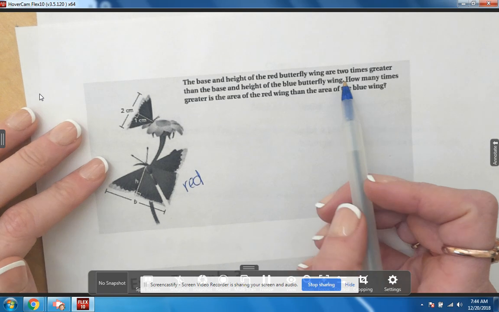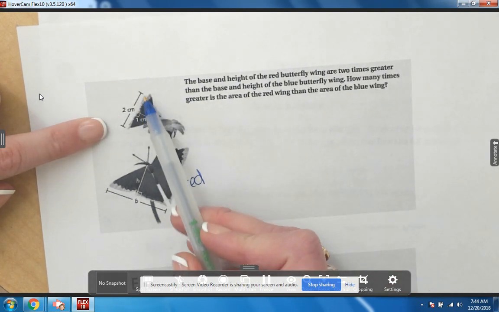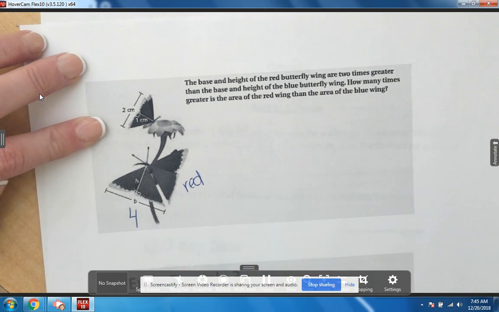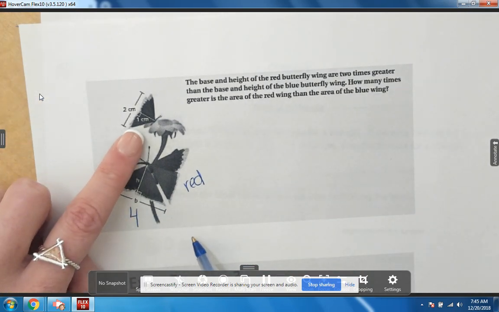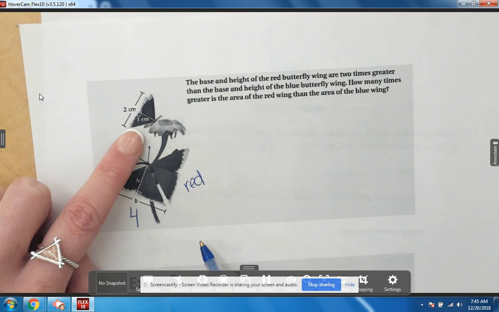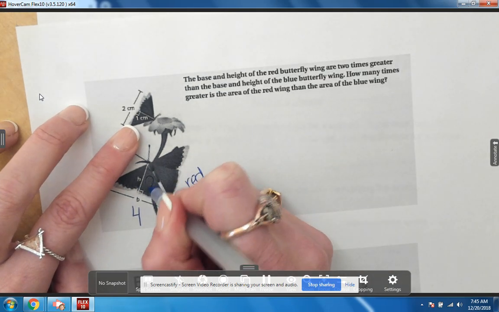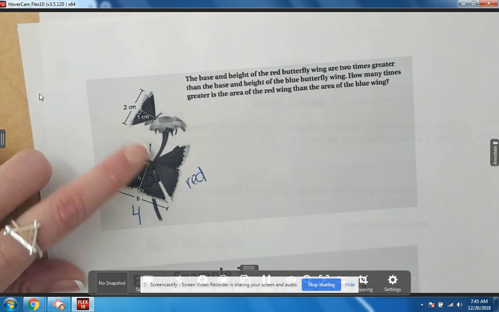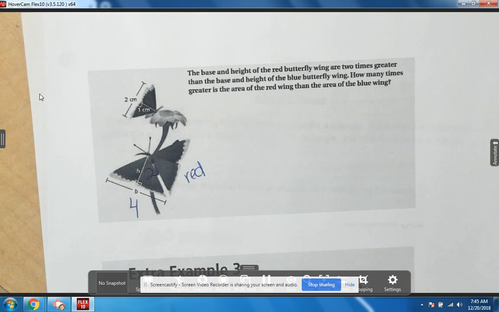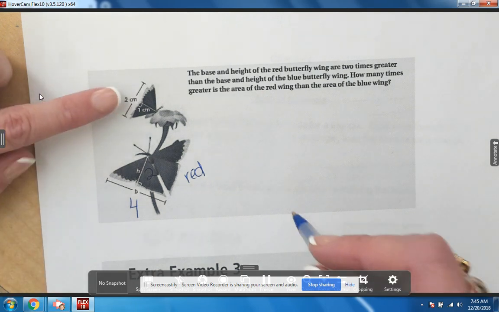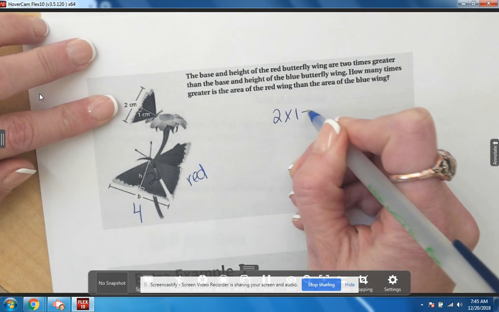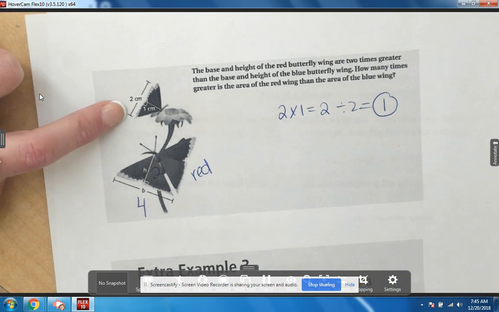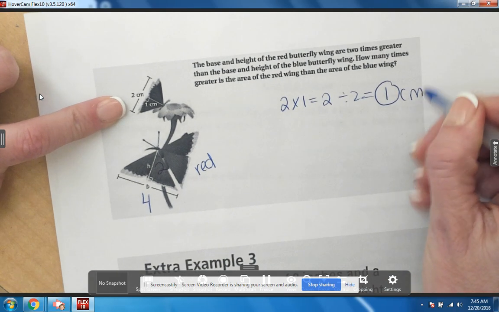So, the base and height are 2 times greater. So, all I'm going to do is take the base, which is 2. If it's 2 times greater, 2 times 2 is 4. So my new base is 4. It's saying that the height is also 2 times greater. So 1 times 2 is 2. So I have my brand new base and height for the one that's 2 times greater by just taking my dimensions and multiplying them by 2. Now I'm going to find the area of each of these. So for the small one, it's base times height divided by 2. So the area of the small butterfly's wings is just 1 centimeter squared.